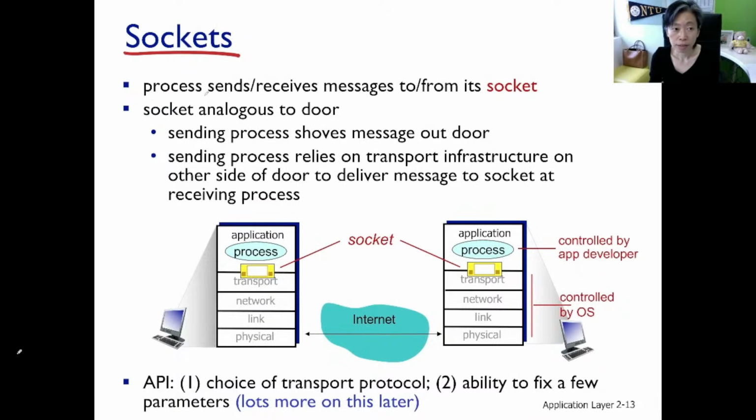So socket is this thing that allows the processes to send messages to each other. Think of it as a door. The sending process will first shove the message out the door, out the socket. And then the transport infrastructure on the other side of the door will deliver the message over the internet to the socket of the receiving process. And after shoving the message through the socket, the receiving process gets the message.